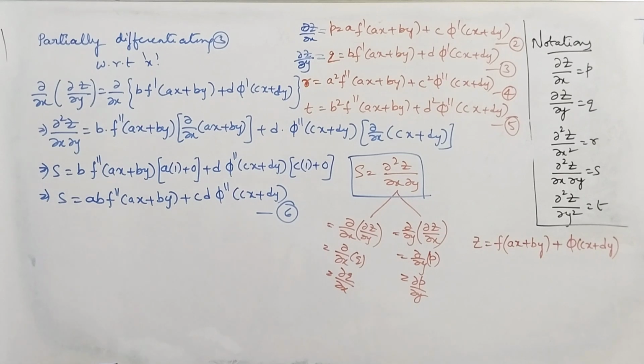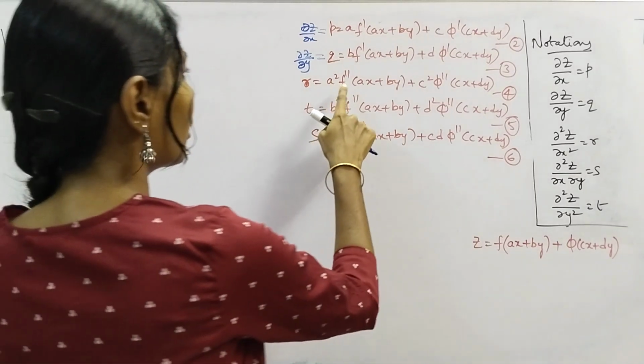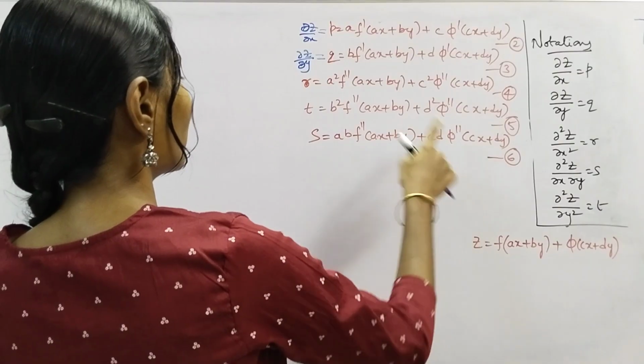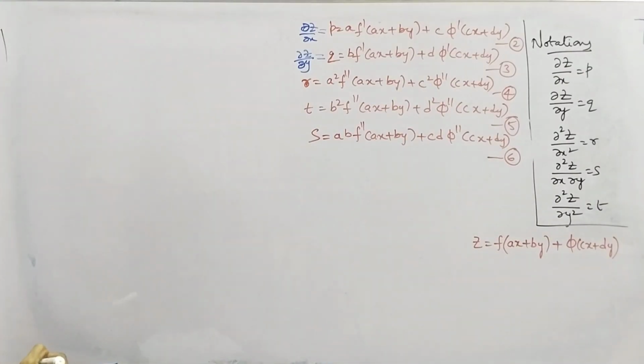Okay, fine. Now observe all the equations we have and let's see how to find the partial differential equation. Now observe equations 4, 5 and 6. See, all these are in the same pattern: f'' φ'', f'' φ'', f'' φ'', that is, plus. So let's find the partial differential equation using a determinant.